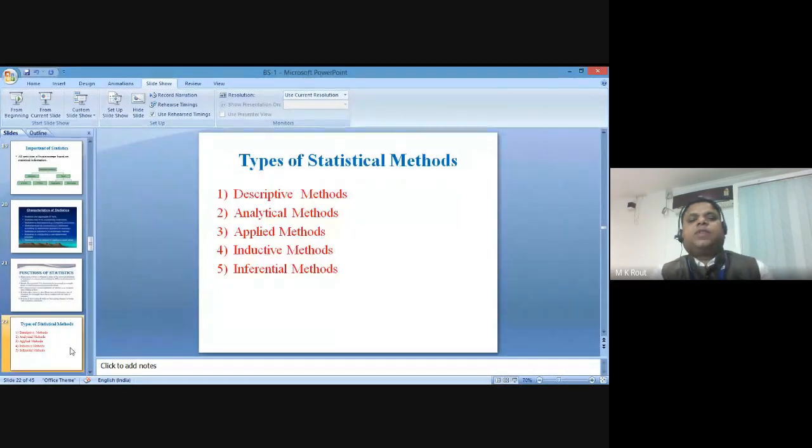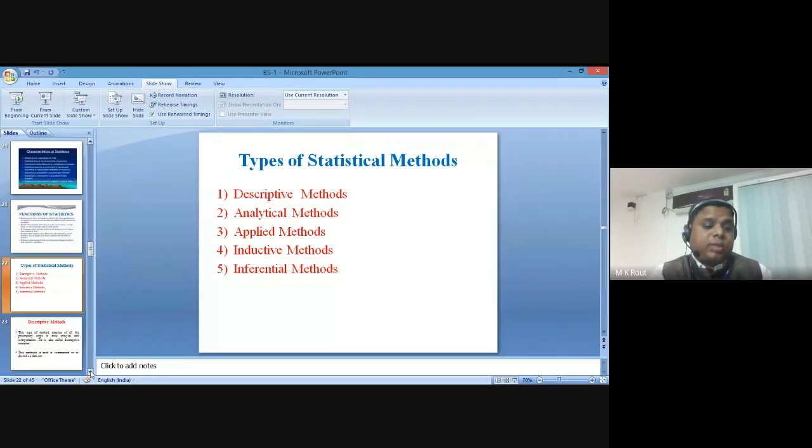The next one is different types of statistical methods. In case of the types, we have five methods in statistics. The first one is descriptive methods. Second is analytical method. Third one is applied method. Fourth is inductive method. And the fifth one, inferential methods. So we will discuss them one by one.